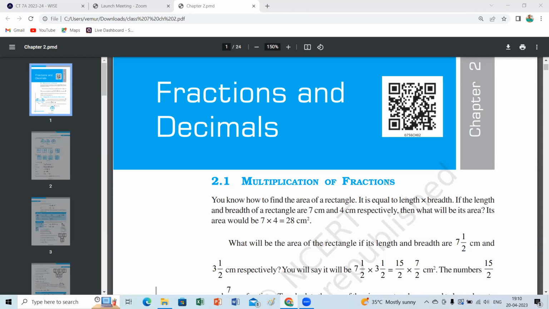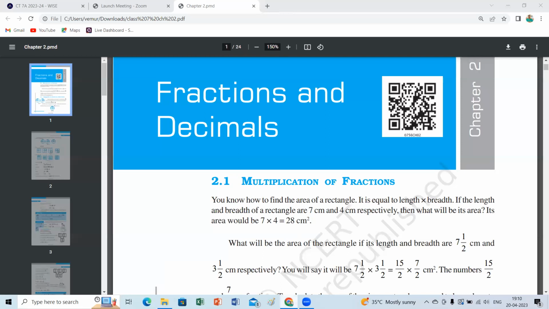Multiplication of fractions is very similar to repeated addition, which is called multiplication. Suppose here they gave one example: find the area of a rectangle. If the length and breadth of a rectangle are 7 centimeters and 4 centimeters respectively, then what will be the area? What is the area formula, children? Length multiplied with breadth. Very good.